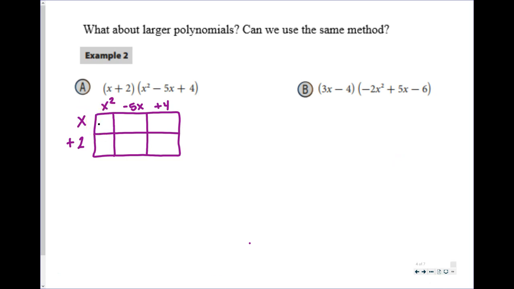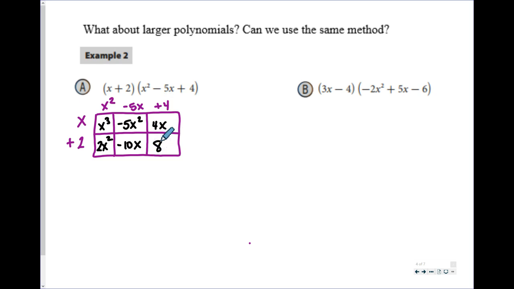So x squared times x is x to the third. Negative 5x times x is negative 5x squared. 4 times x is 4x. Now go to the bottom. X squared times 2 is 2x squared. Negative 5x times 2 is negative 10x. And 4 times 2 is 8.